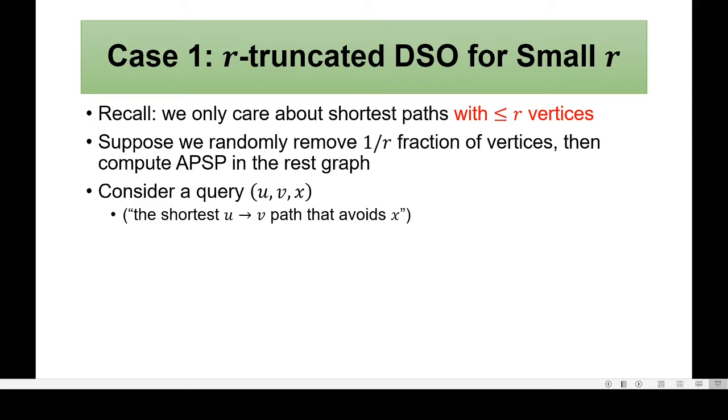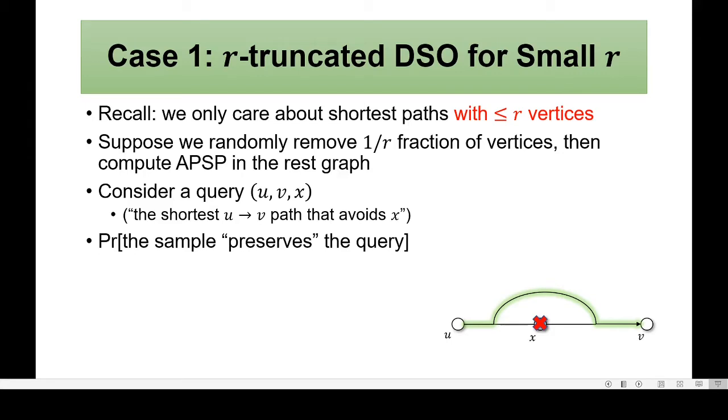Let's consider a query UVX. Here and after, we will use the notation UVX to denote a query which asks the shortest path from U to V that does not go through X. So here is a query, and the green path is the answer to this query. We say a sample preserves this query if, first, X is removed from the sample, and second, the green path is preserved in the sample. We can see that if a sample preserves the query, then the shortest path from U to V in the remaining graph of this sample is exactly the answer to this query.